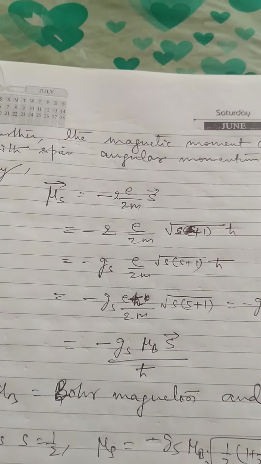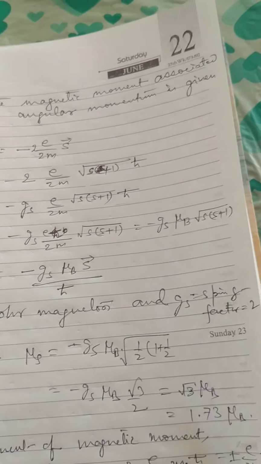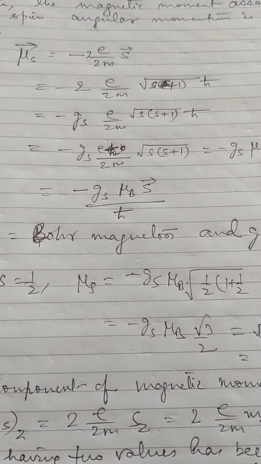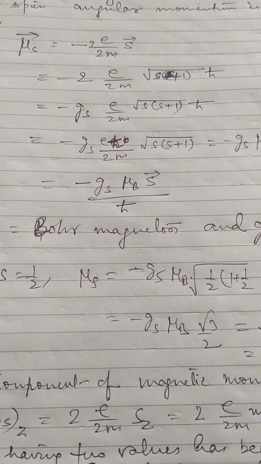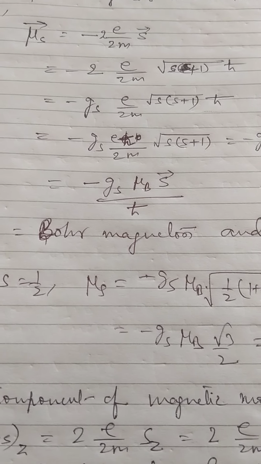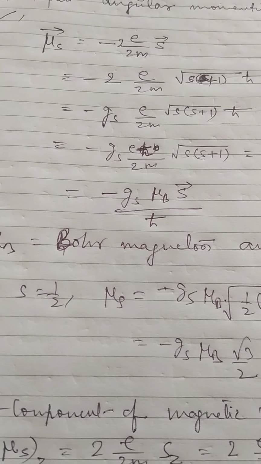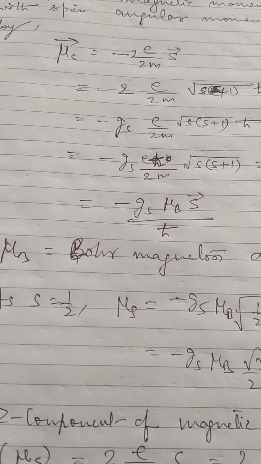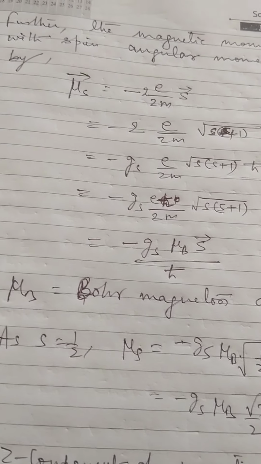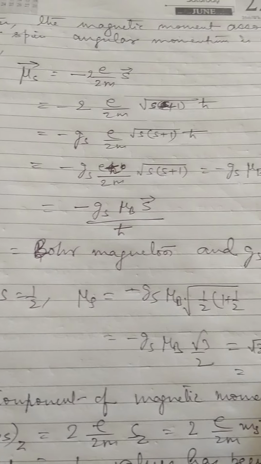Further, the magnetic moment associated with the spin angular momentum is given by mu s is equal to minus 2e by 2m times S. And just as in the orbital case, mu l was equal to minus e by 2m times L. Here it is minus 2e by 2m times S, which is equal to minus 2e by 2m root S plus 1 h cross. So we see that if we write gs in place of 2, we get gs is equal to 2. Gs is the spin g factor, and that is equal to the value 2.